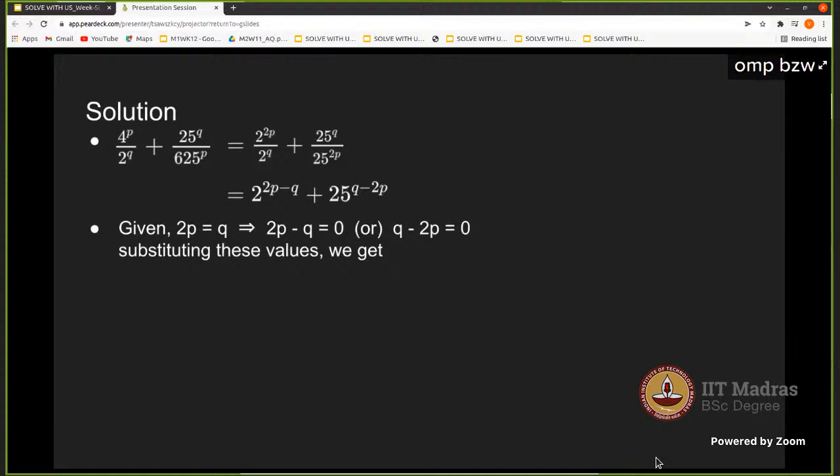So it is given that 2p is equal to q. From that we get 2p minus q is 0, or I can say q minus 2p is also 0. Both are true, right? I just substitute these values, 2p minus q as 0 and q minus 2p as 0. What I will get is 2 to the power 0 plus 25 to the power 0.